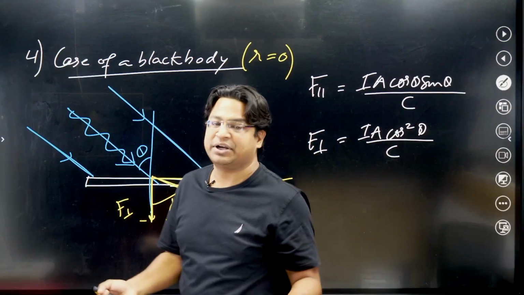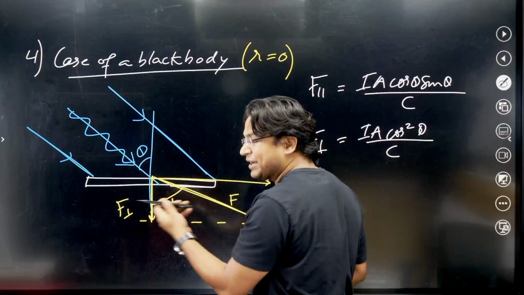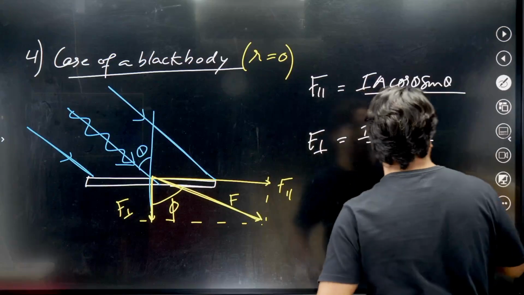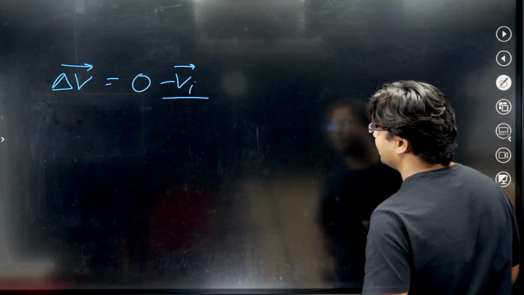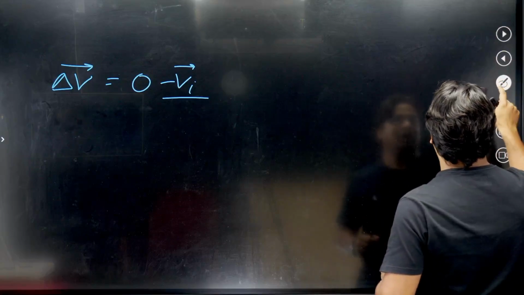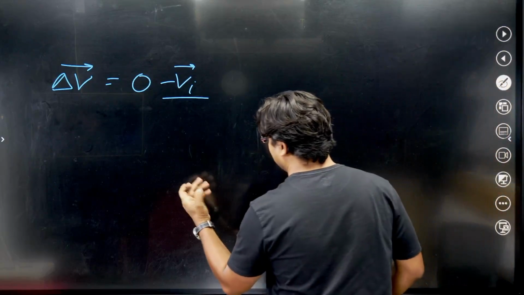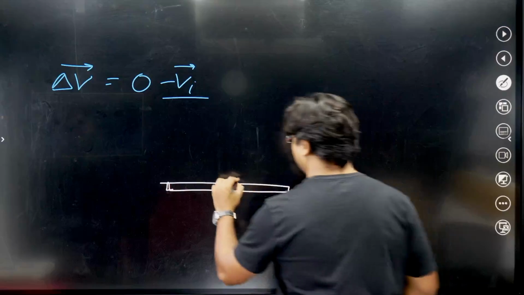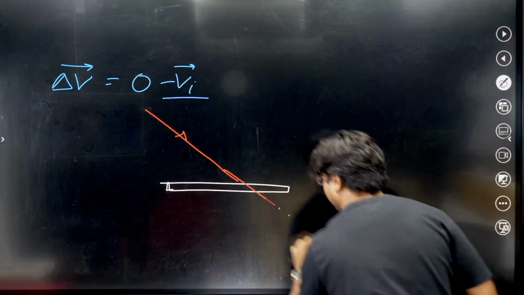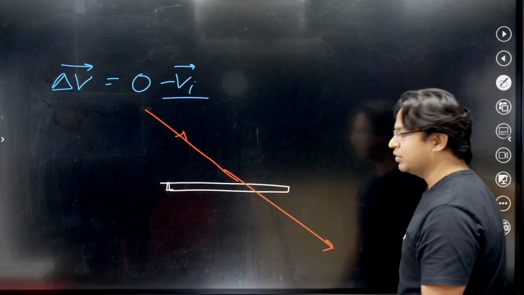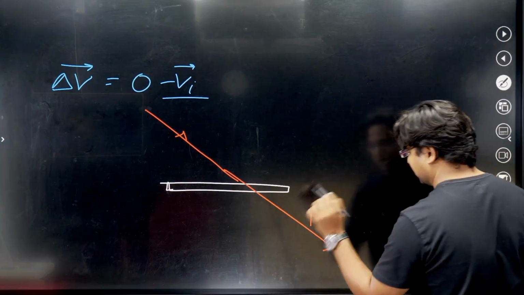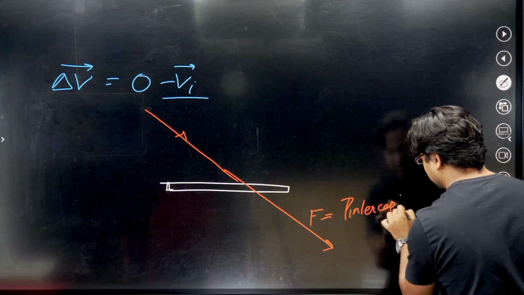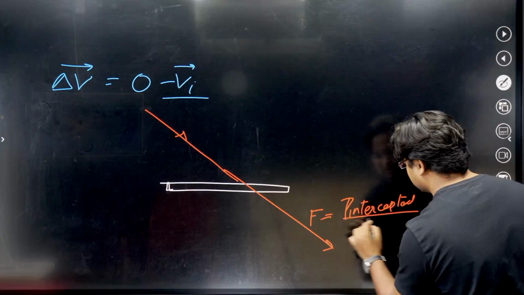So what is the change in momentum? Magnitude wise, this will be the value. Direction wise also, this will be the direction. So we now know that if this is a plate and the radiation was incident in this direction, then the force will just be in the same direction, the direction of the radiation, and this force would be P intercepted, whatever power this object has intercepted, divided by C.